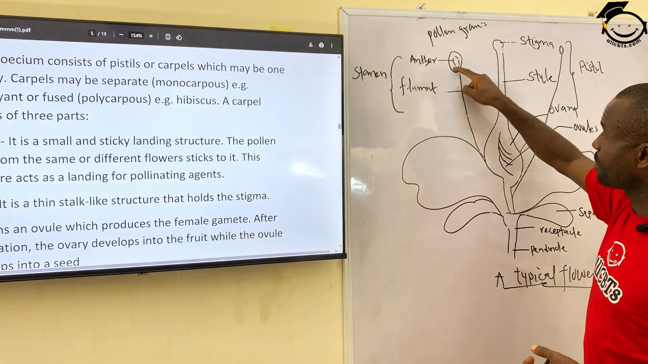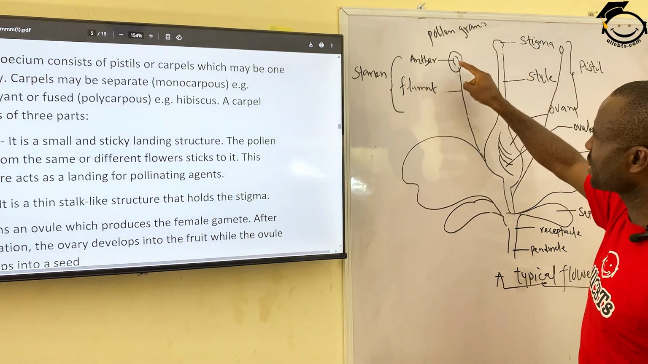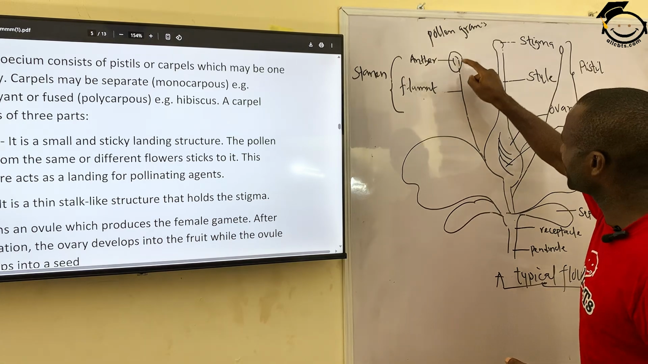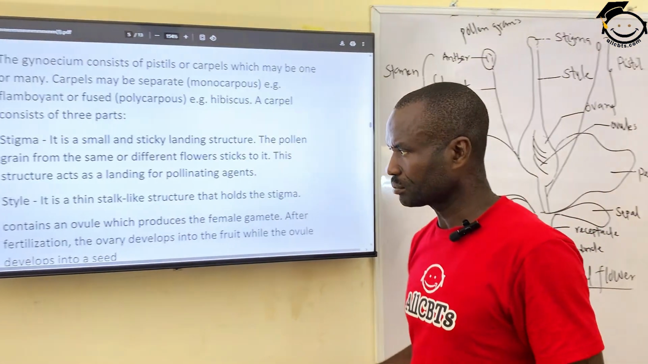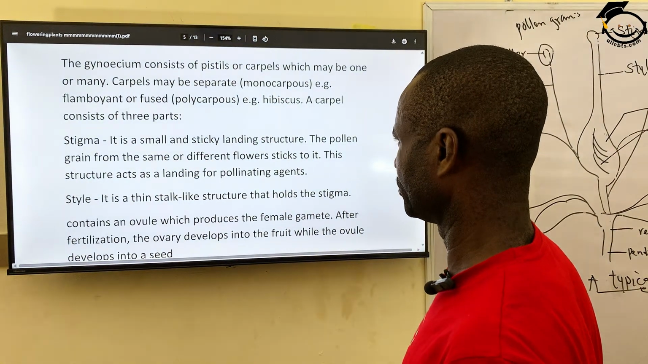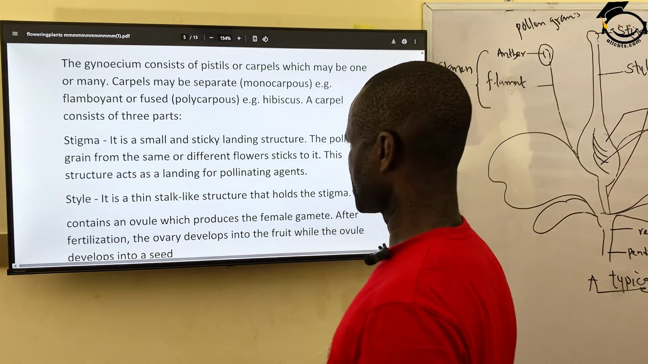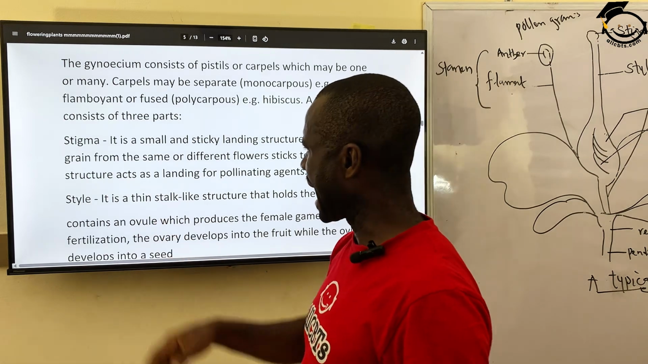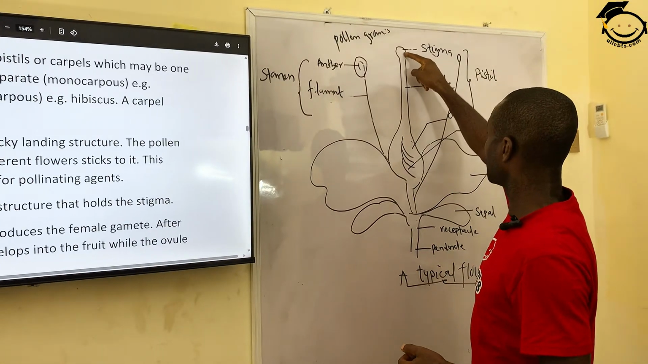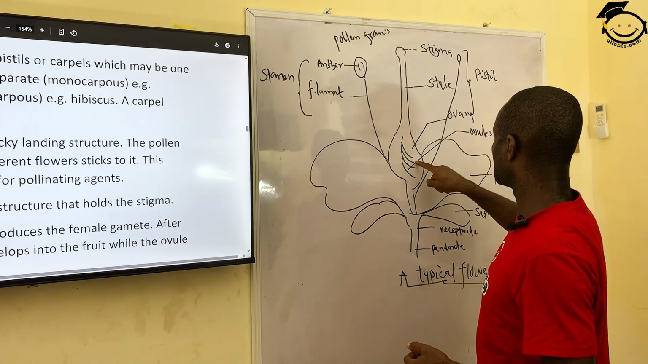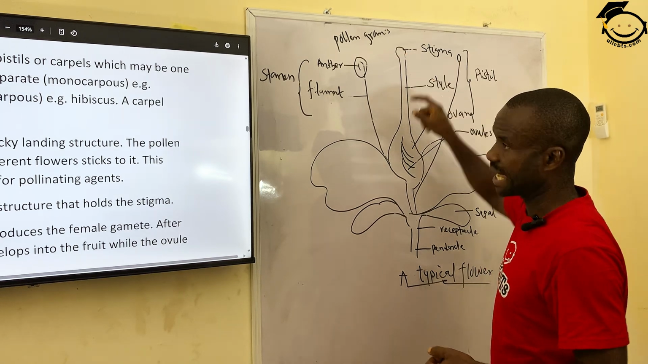So thereby, rubbing this against it causes pollination, the transfer of pollen grains from the anther to the stigma. So the insect helps in pollination. All right, let's continue. The style. This is the style. This structure joining the stigma to the ovary, this very structure is the style.